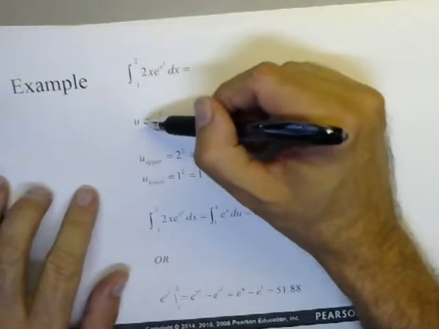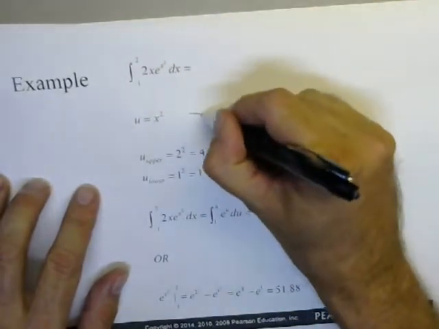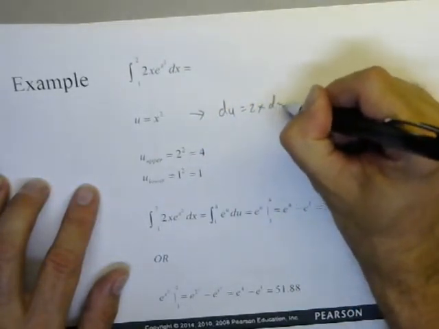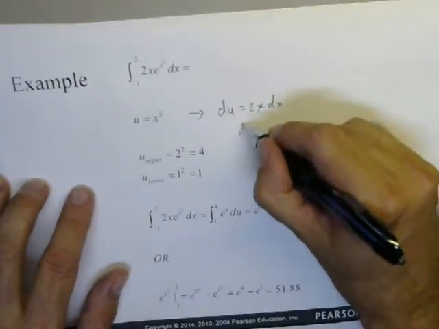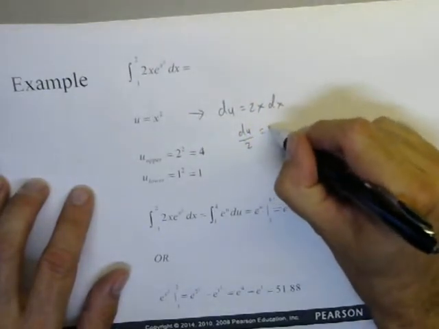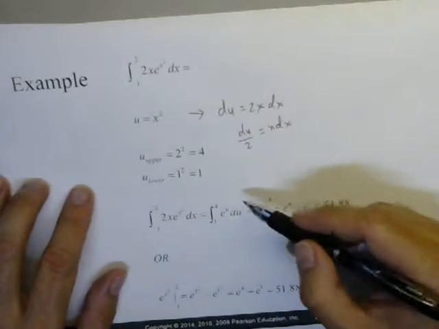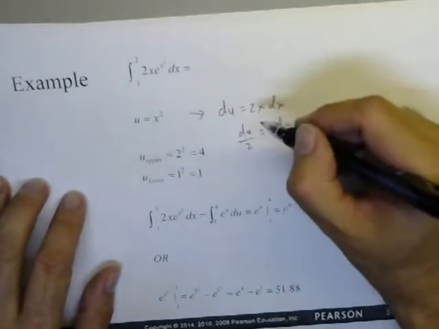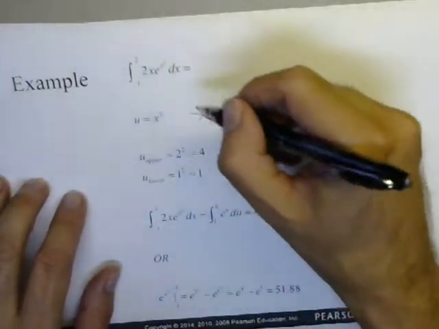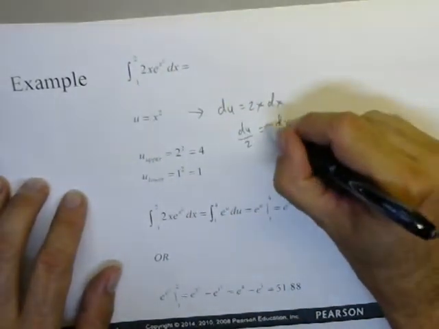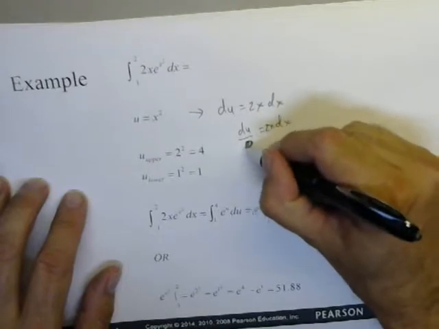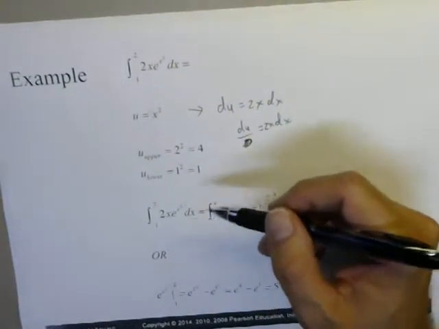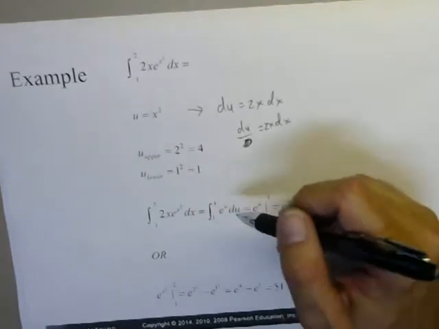For example, let's say you wanted to evaluate this integral. The substitution would be u is equal to x squared, so you get that du is equal to 2x dx. So you can just replace the x dx with du over 2. Sorry, I forgot about the 2 in there too. So you can just replace the 2x dx with du, and then you'll have e to the u.